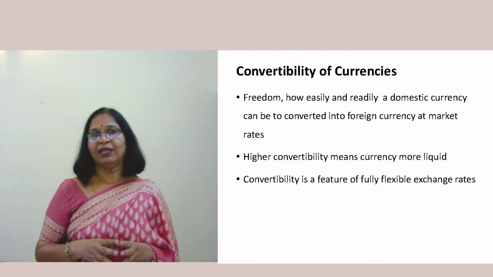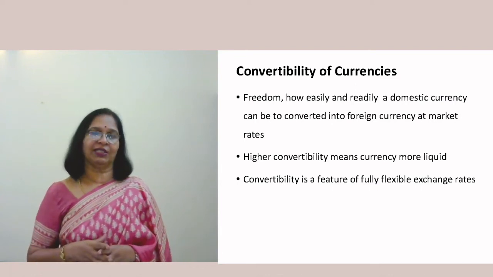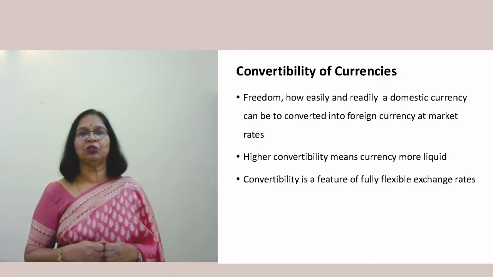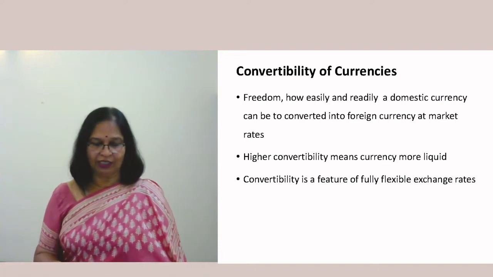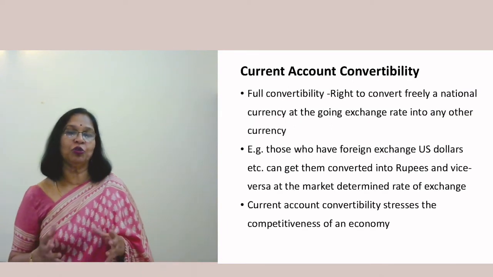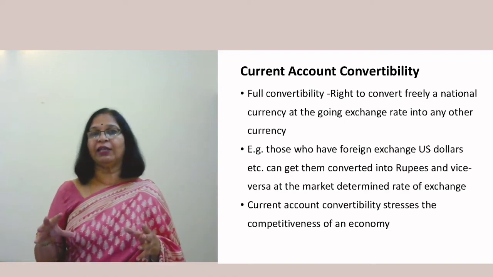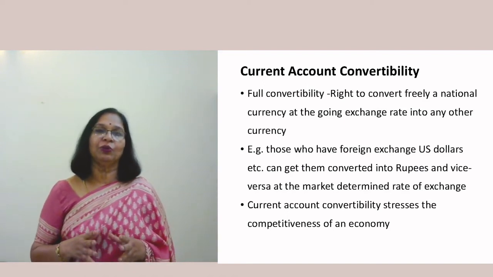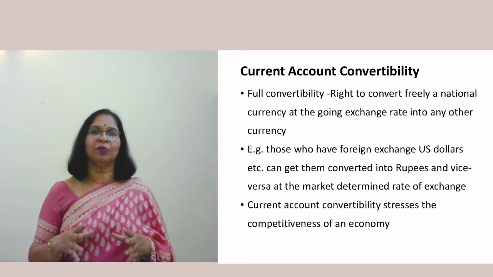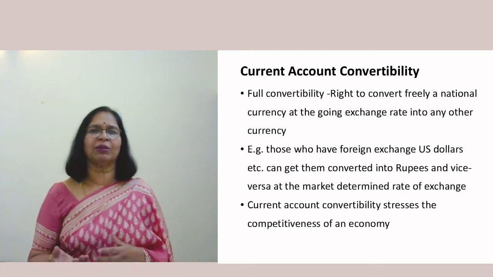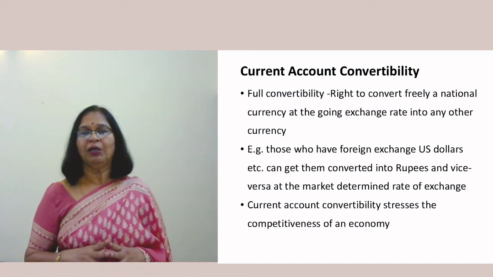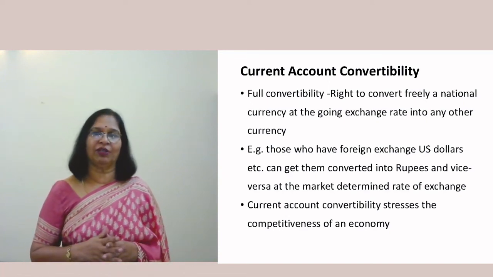Convertibility is a feature of the flexible exchange rate system that I just explained. When countries' currencies are flexible, then it is possible to have convertibility of their currency. Let us see how convertibility has taken place in two forms, current account convertibility and capital account convertibility. Current account convertibility means that if somebody has to travel abroad or somebody wants to come into the country, then they want foreign exchange that can be easily purchased from the market. That is called current account convertibility.